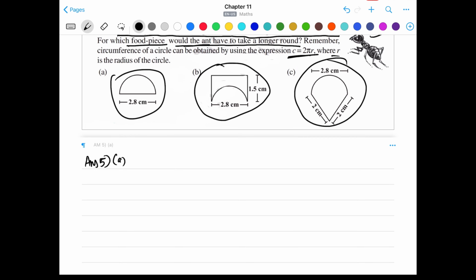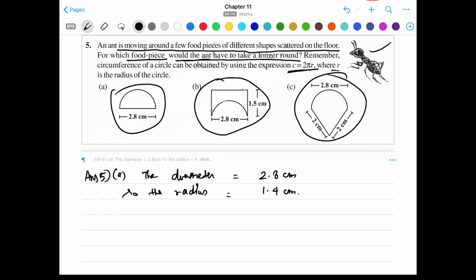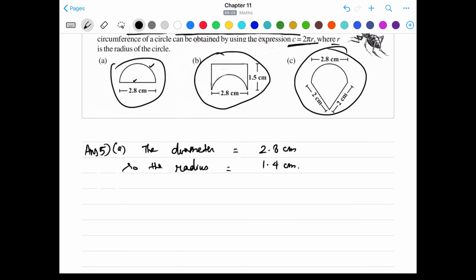Okay, so we'll write the diameter of the food piece is given as 2.8 centimeter. Okay, so the radius will be half of this, which will be 1.4 centimeter. Okay, now we can calculate the perimeter of the semicircular part.